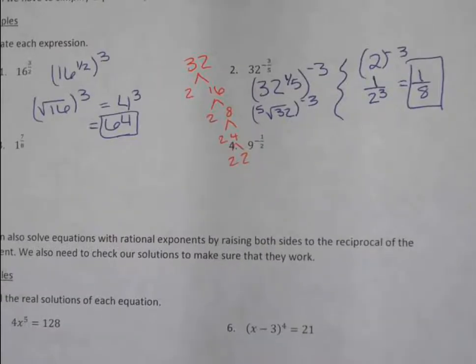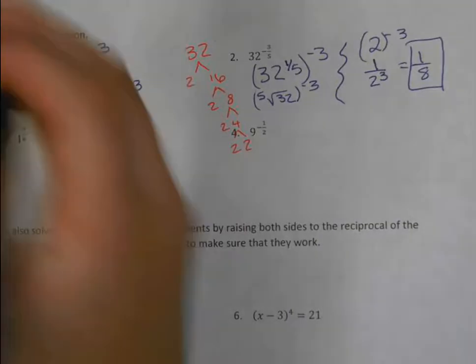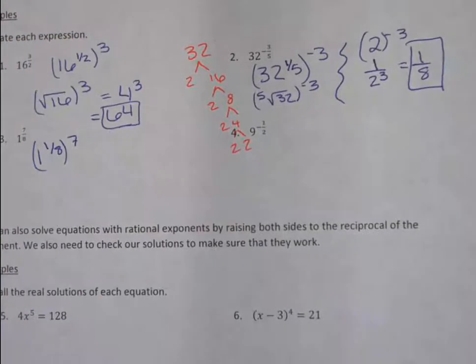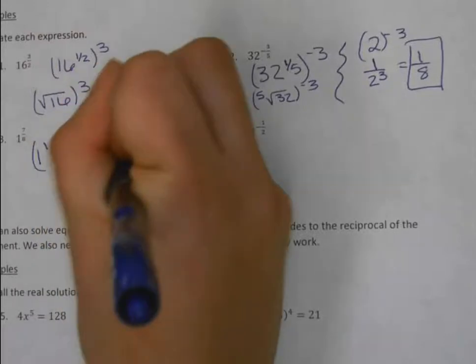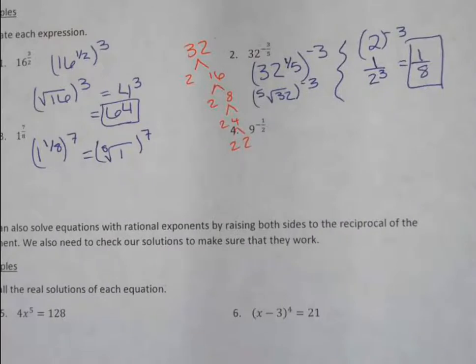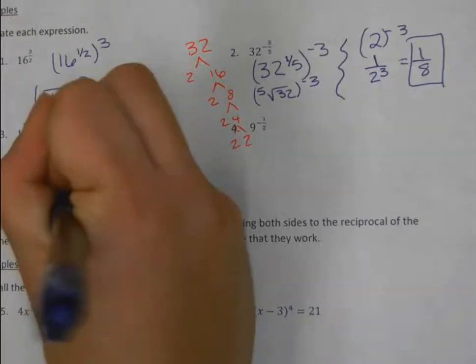Okay, number 3. Oh, I'll rewrite it. So this time I'm looking for the 8th root of 1. What number times itself 8 times is 1? 1. And then 1 to the 7th power is 1.